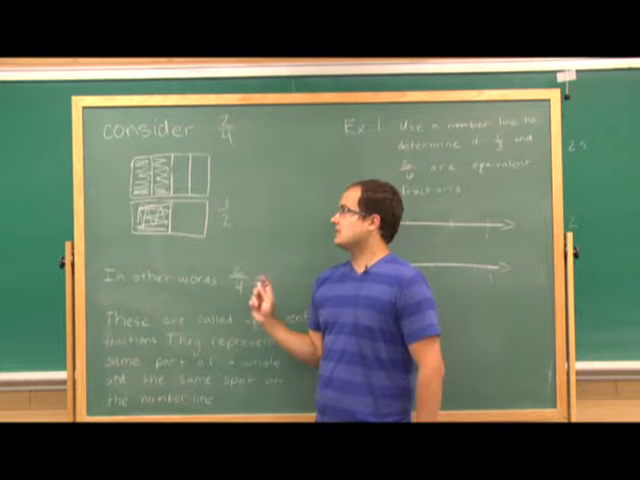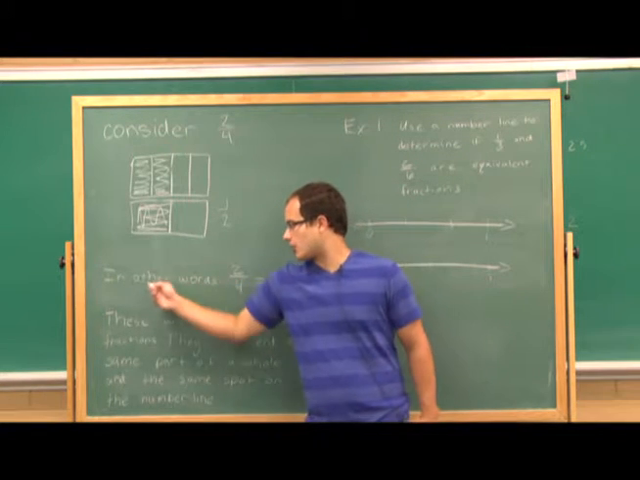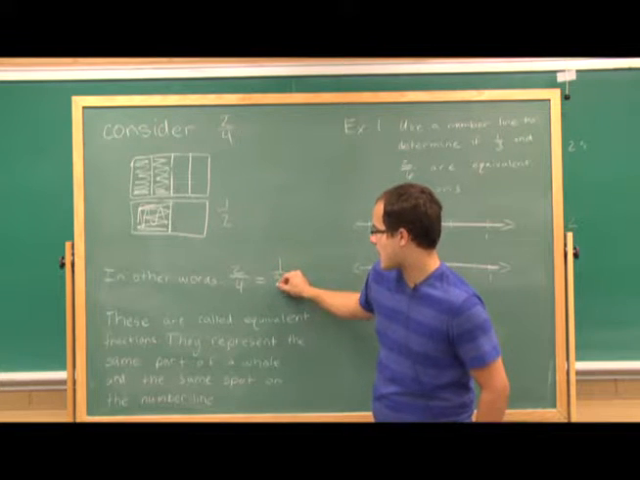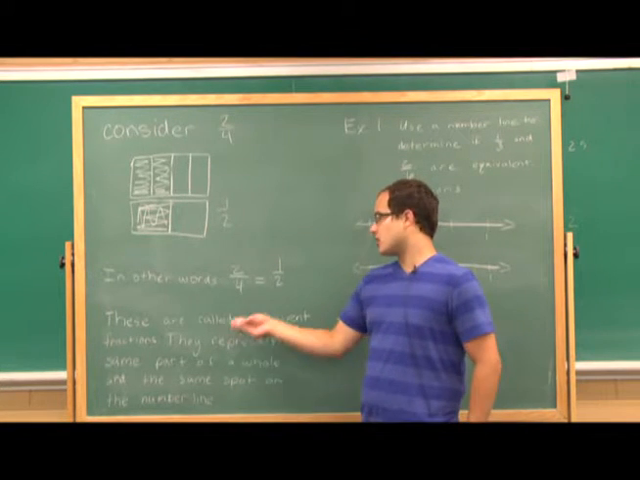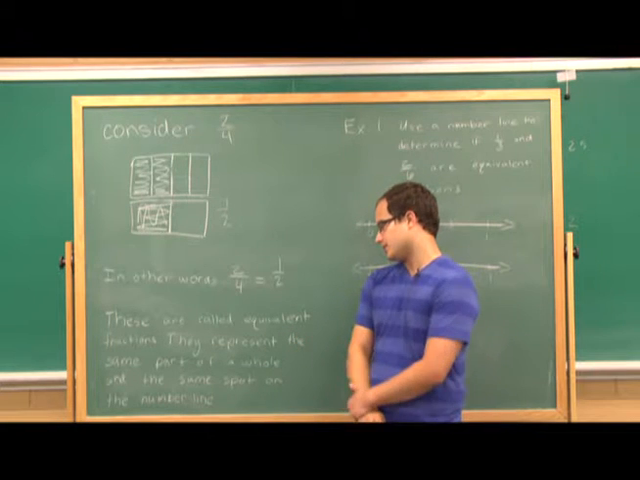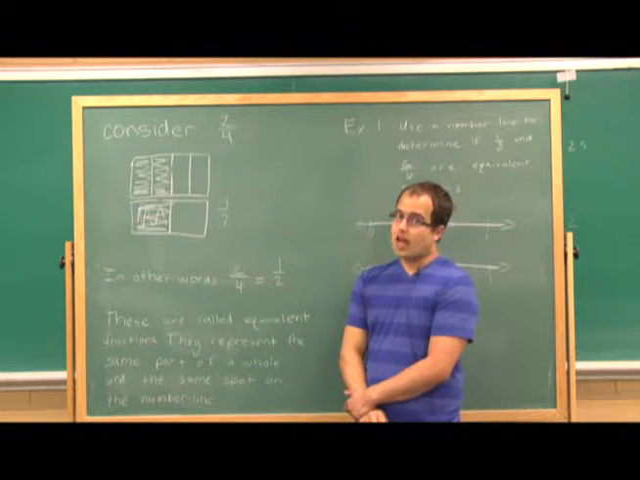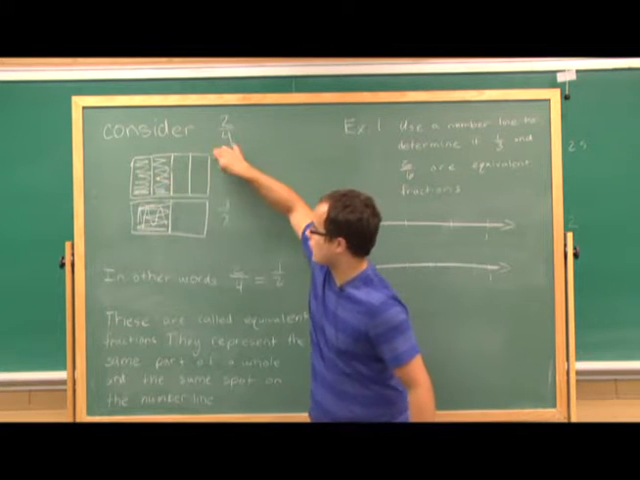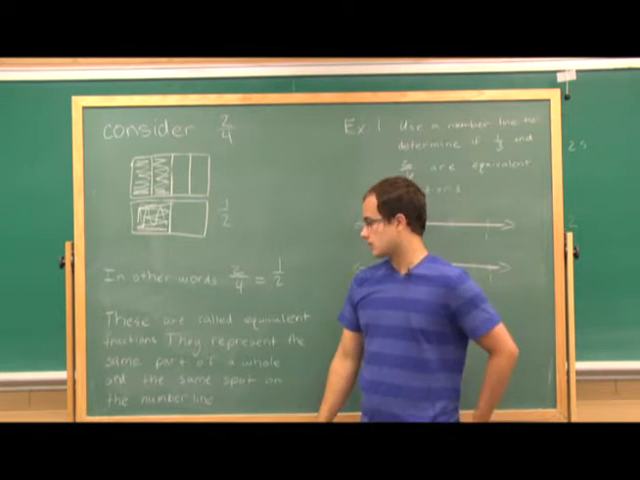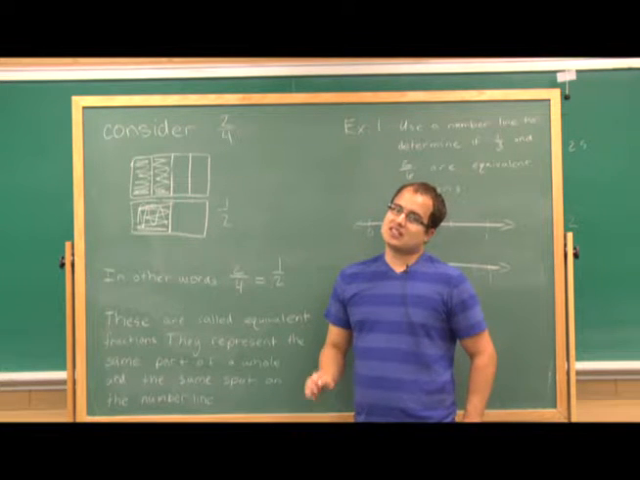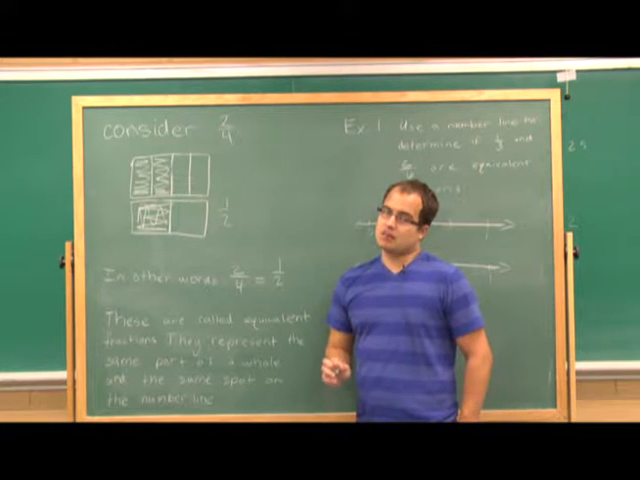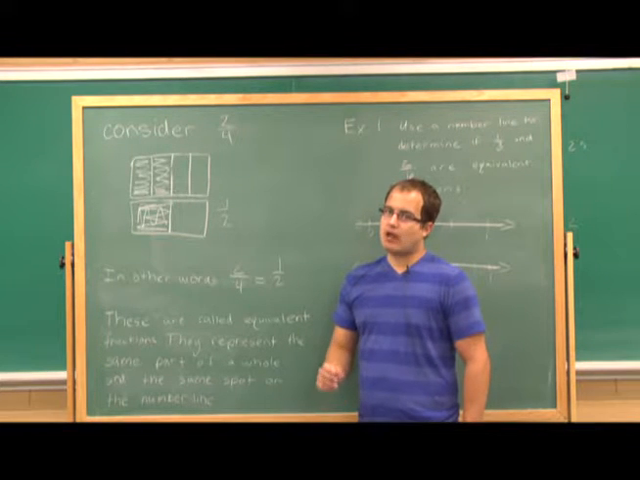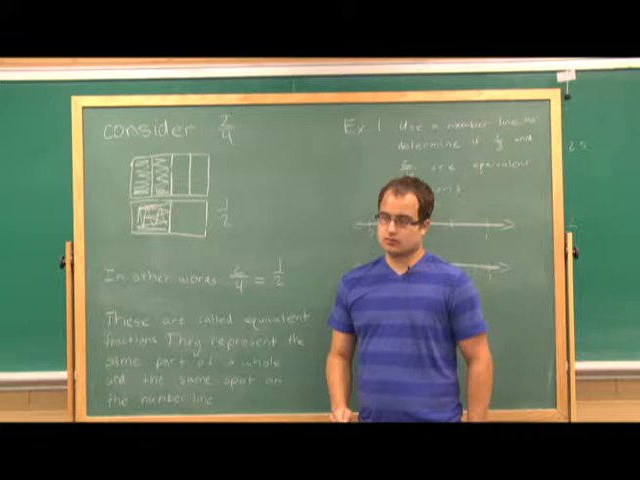And that's the concept of equivalent fractions. In other words, 2/4 is equal to 1/2. Like I said, these are called equivalent fractions. They represent the same part of the whole, so the same part of the whole rectangle. And they represent the same spot on the number line. Equivalent fractions come in handy when you add and subtract fractions.